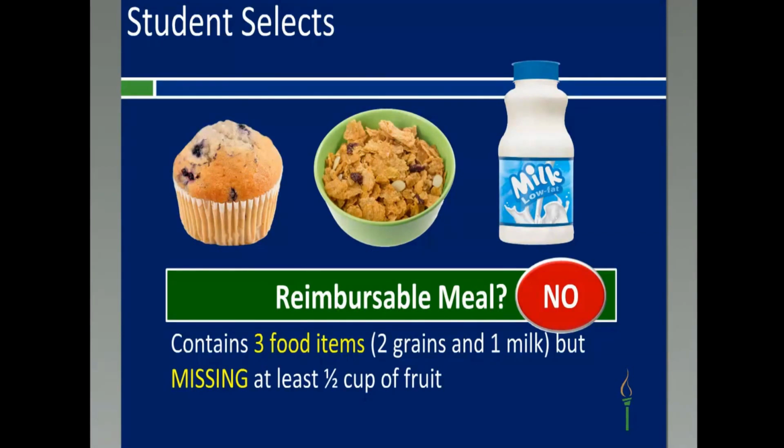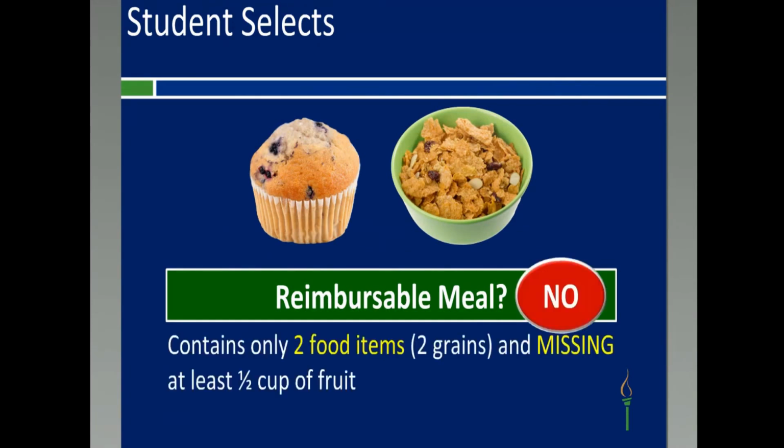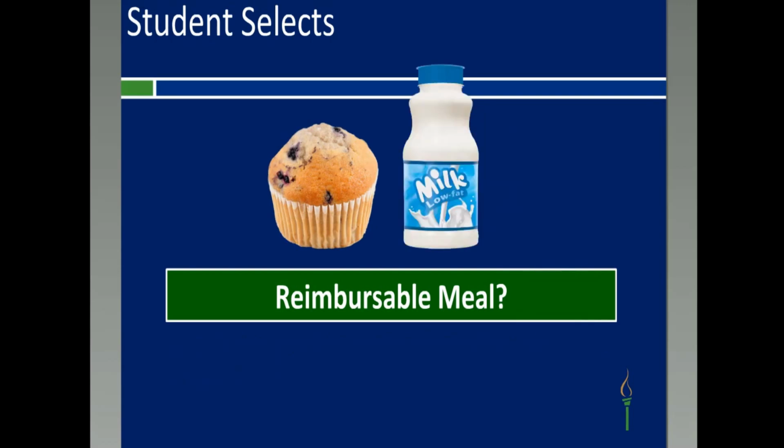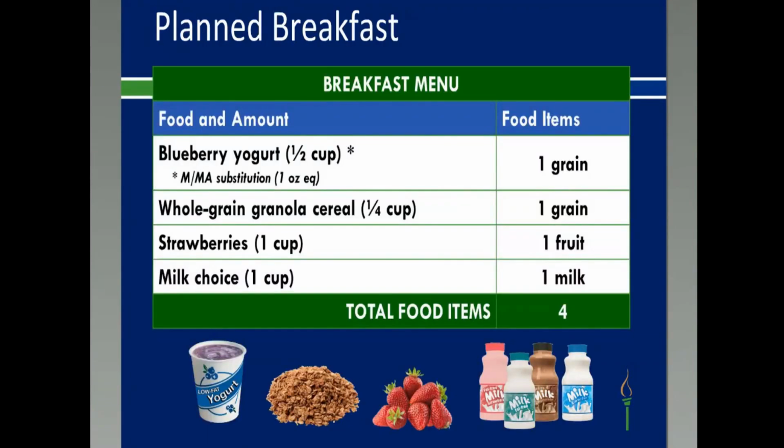This would not be reimbursable since they are missing that half cup of fruit or vegetable. This is also not reimbursable since they are still missing that half cup of fruit. Again, this is not reimbursable. The product formulation statement on this grain for the blueberry muffin does not indicate that the blueberries inside the muffin count as any sort of fruit component.